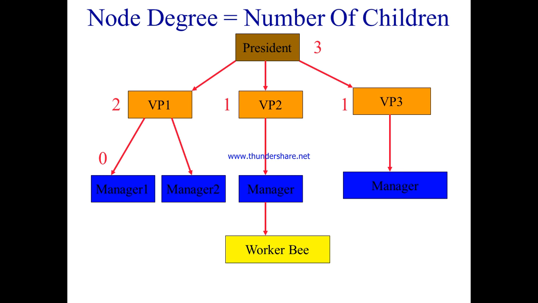Right? Next, coming to manager 1, there is no child, so it is 0. Again here, manager 2, no children, so 0. This manager is having 1 child, that is worker P, so the degree is 1. Next, the next manager is 0. And coming to worker B, it is a leaf node and it doesn't have any child, so it is also 0. So each node will have a degree, that is nothing but how many children are there, and that is said to be node degree.